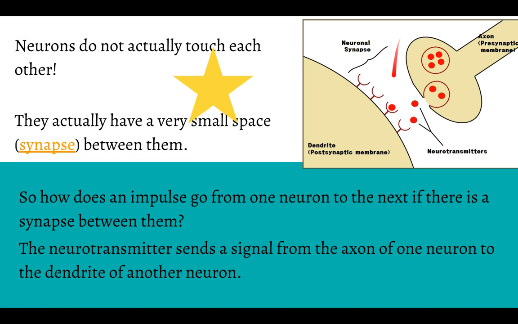Okay, neurons don't actually touch each other. You're going to see a picture like this for sure on your test. Here's an axon sending a signal to another neuron, the dendrite of another neuron. This is a receptor. Looks like the ligand or the neurotransmitter is a perfect shape. It's going to fit right in there and send a signal to there. So this space is called a synapse. You should just be able to recognize that word. It's the space between neurons.